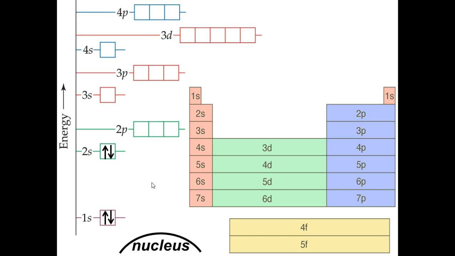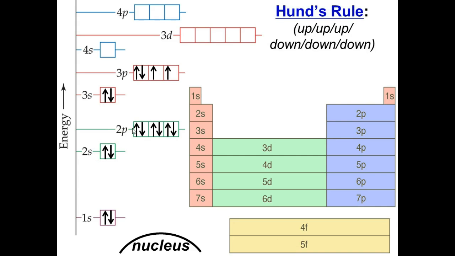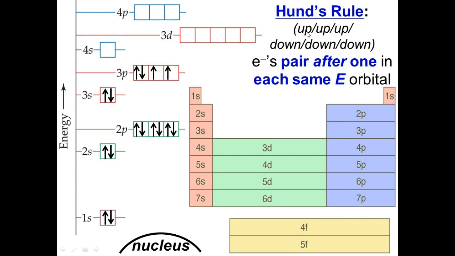Then we have the third rule, and this has to do with filling out these boxes. Notice how in 2p we write all the up arrows before we start with any of the down arrows. Same thing with 3p, we write all the up arrows before we go with down. And that's Hund's rule. We have to start with up, up, up, or down, down, down. Whatever you start with, you have to continue with the boxes before you can add a second one. So electrons pair up only after one is in each orbital of the same energy.